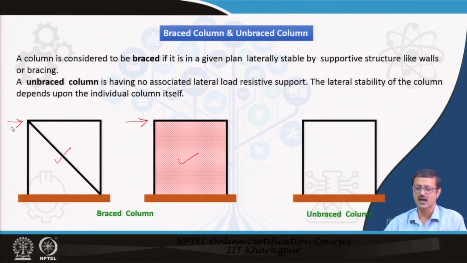But sometimes there are unbraced columns. There is only the beams and the columns, with nothing inside, no bracing, no infill. So, that is the unbraced column. We have to see that this column itself is so strong that it can take the lateral load. If any lateral load comes, the column has to take care of that.